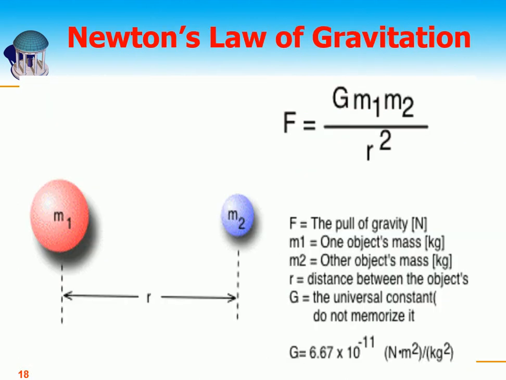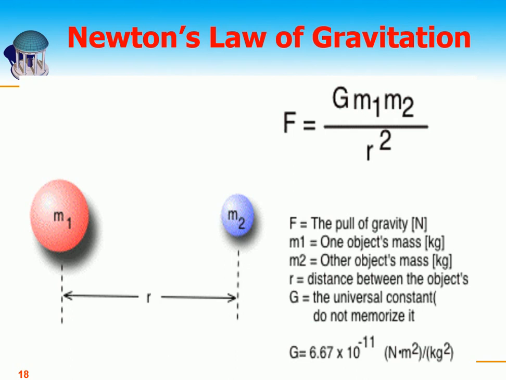Newton's law of gravitation. Newton says that any two material bodies will have a force of attraction. This force of attraction is directly proportional to the product of masses and inversely proportional to the square of the distance between their centers. So F is equal to G m1 m2 upon r square. G is called the gravitational constant. m1 and m2 are the masses. r is the distance between their centers, and the value of G in the SI system is 6.67 times 10 raised to the minus 11 newton meter square per kilogram square.